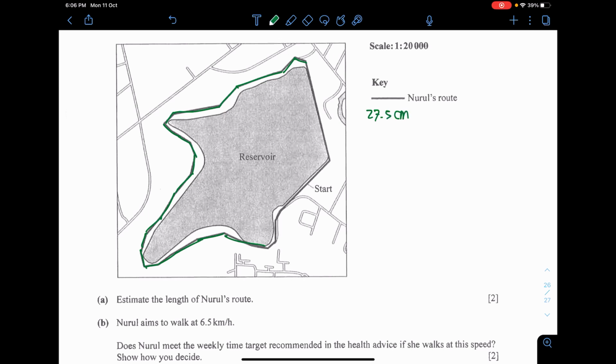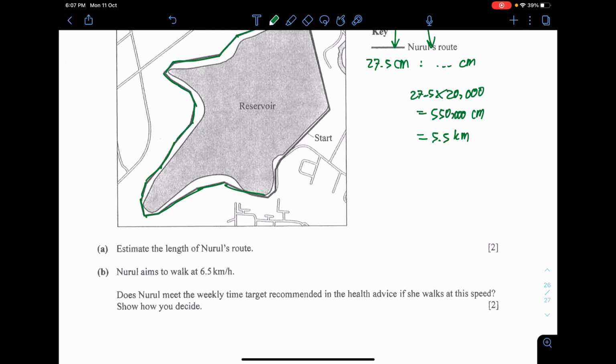Now this is about the ratio, you see. For every 27.5 cm, there is the real amount of centimeters. We are following the ratio of 1 to 20,000. So this number will be 27.5 times 20,000. I'll get 550,000 centimeters, or that is 5.5 kilometers. That's the route that Nurul takes.